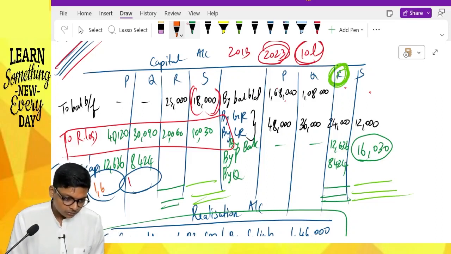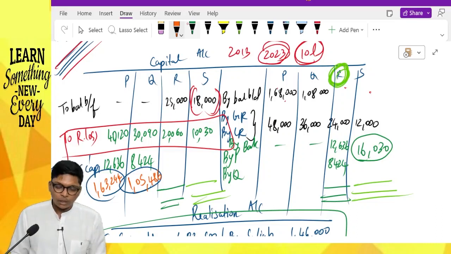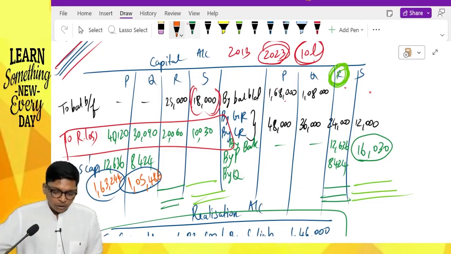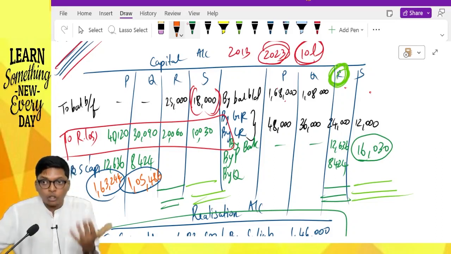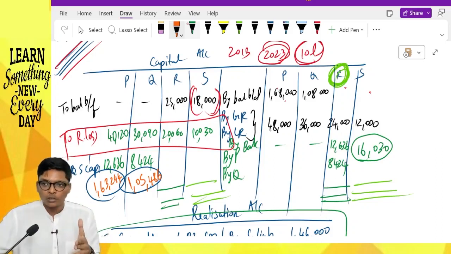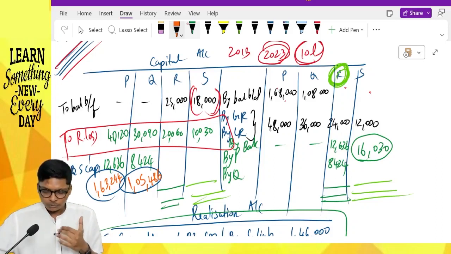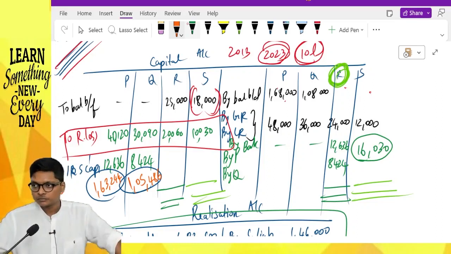1 lakh 63,244, 1 lakh 5,486. What does this 1 lakh 63,244, 1 lakh 5,486 represent? Do it in your note. Don't copy from me, otherwise you will miss something in your notebook. Getting it? What does this represent? Cash to be paid to P and Q.